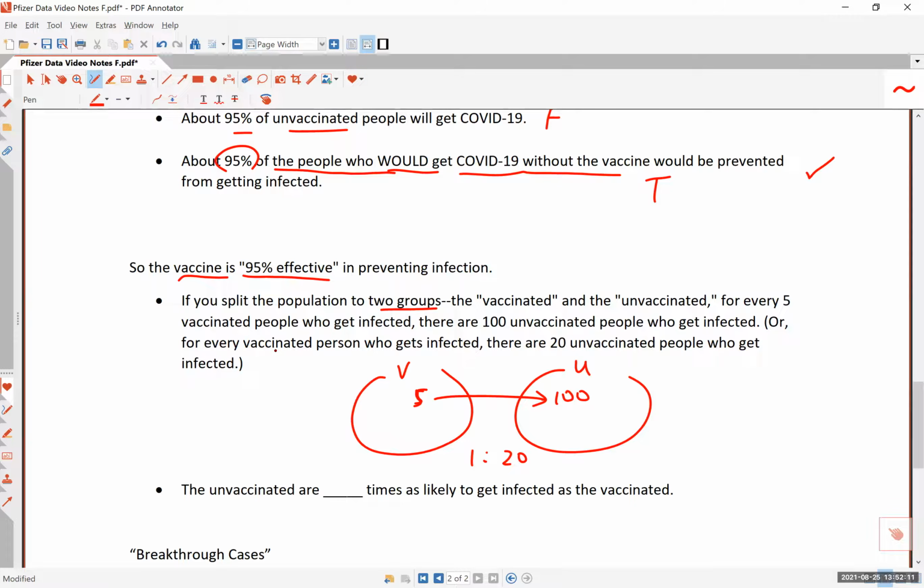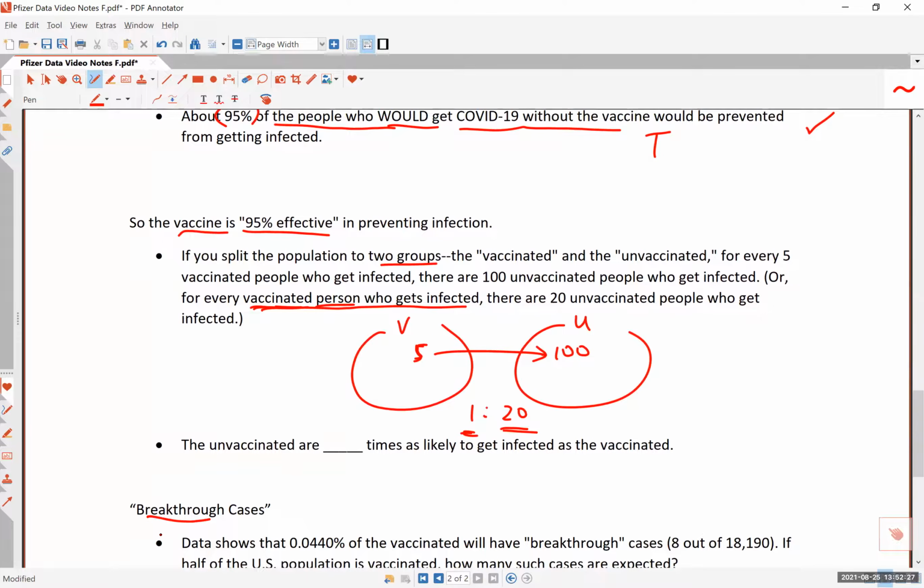So for every vaccinated person who gets infected, there are 20 unvaccinated people who get infected. So people do worry, you know, what happens if I get vaccinated and I still get COVID? Is that possible? Yes, it is possible. It's called a breakthrough case, which we will look at in a moment, okay?